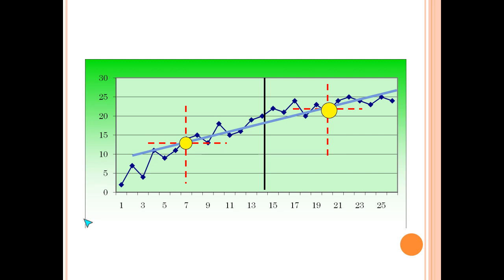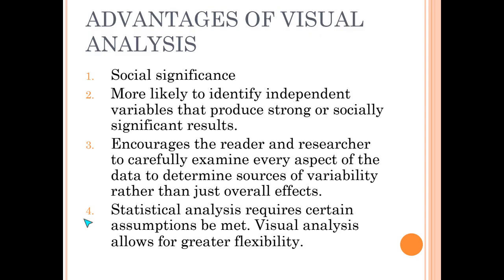So, to sum this up, advantages of visual analysis. There is a certain social significance. It's a very conservative method of looking at the raw data and actually saying whether or not it was really clinically and socially significant. You're more likely to identify independent variables that produce strong or socially significant results through this very conservative method.